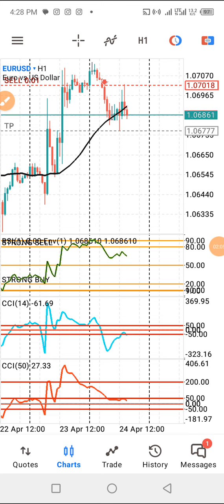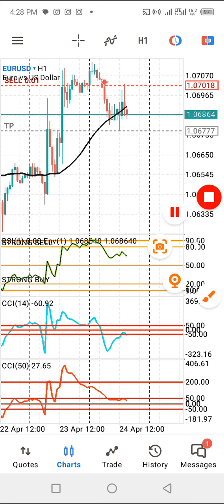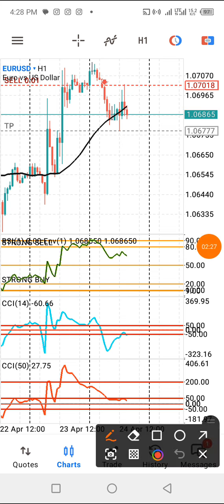Now, the process is this. To take your sell order, here are the conditions you must see in place. The first condition is we want to see this line, this green line, touching level 80 and level 90. You can use any time frame, but for better results, I will suggest you use the 1 hour time frame.